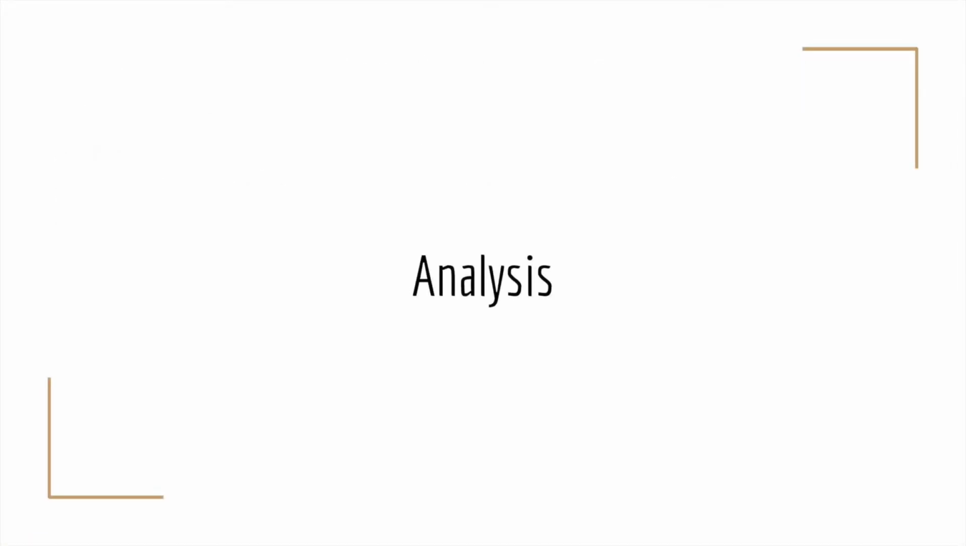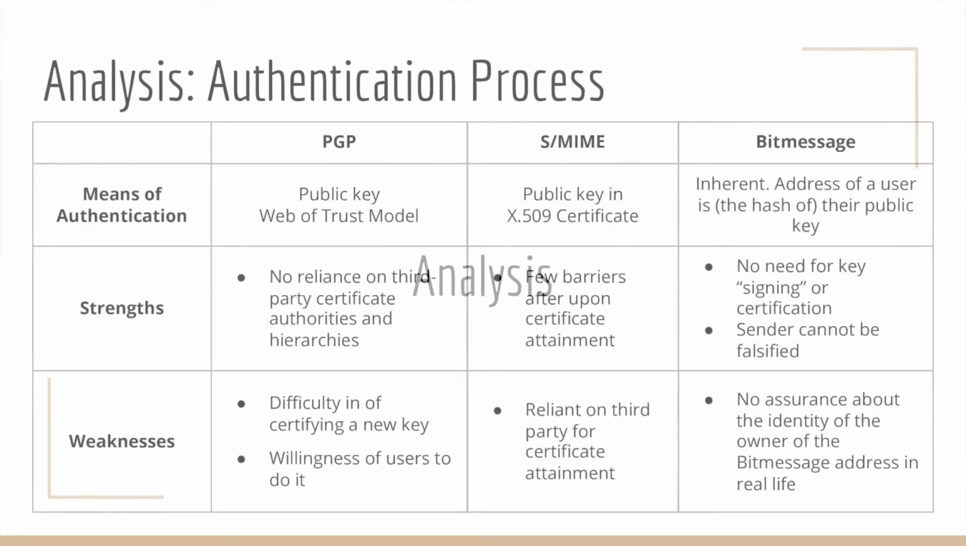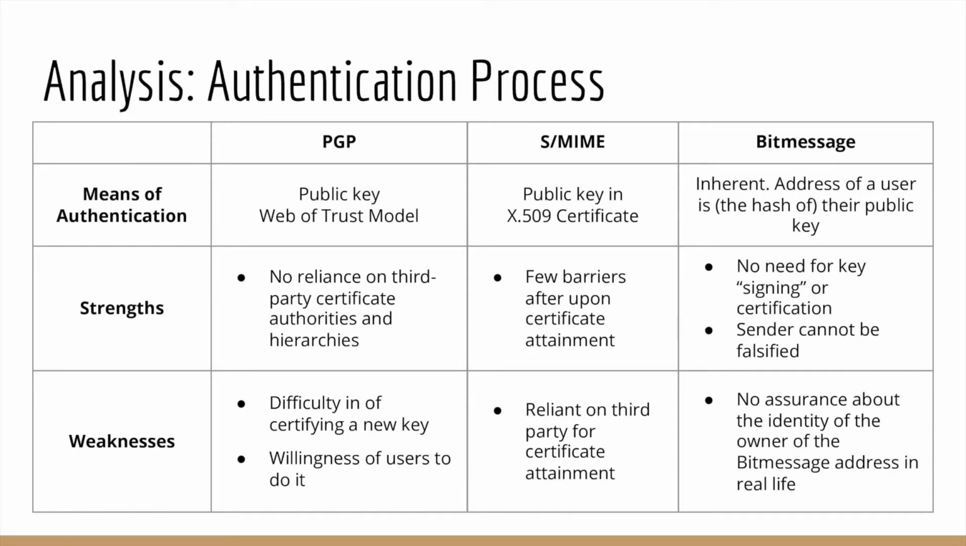Now we will analyze the three protocols based on their authentication processes and usability. First, the authentication process. PGP uses the Web of Trust as a kind of social network to place the role of authentication directly in its users' hands, without relying on any third party. It is, however, not without weaknesses, one being the difficulty of certifying a new key and the willingness of users to do it.